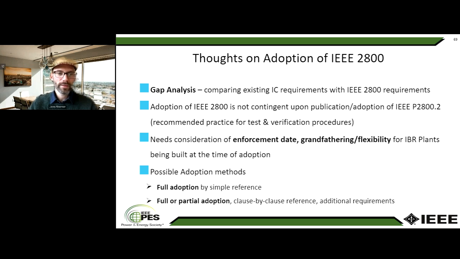It's important to consider enforcement dates, including grandfathering or giving flexibility for inverter-based plants being built at the time of adoption. So that's something that regions will have to carefully discuss and evaluate with their stakeholders. And also whether to adopt the standard in full, simply by a reference, or maybe cherry pick certain requirements clause by clause, and certainly also consider that 2800 only specifies technical minimum requirements, and regions may choose to set additional requirements, from which probably one of the most likely additional requirement is to move the reference point of applicability from the POM to the POI if justified.